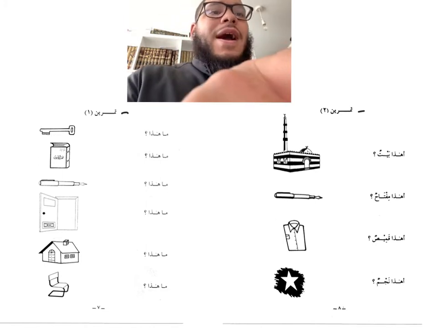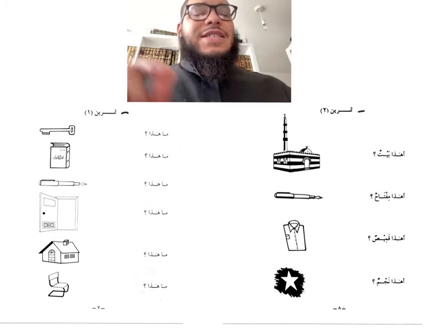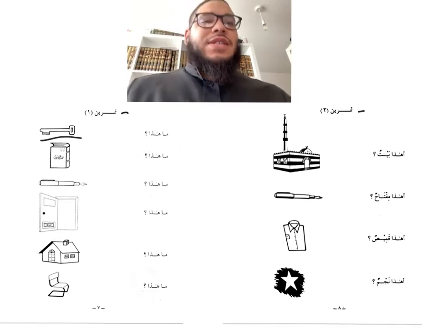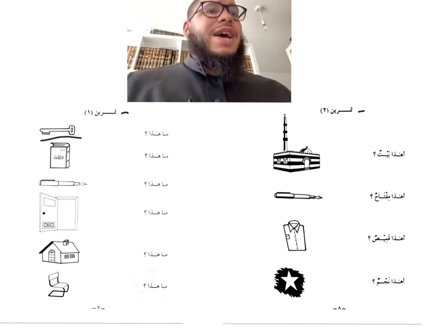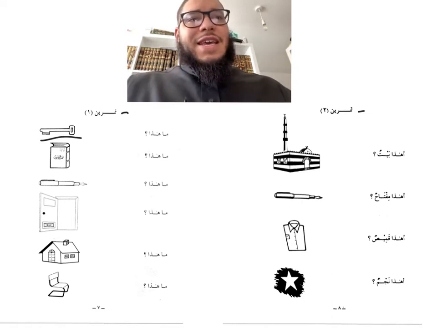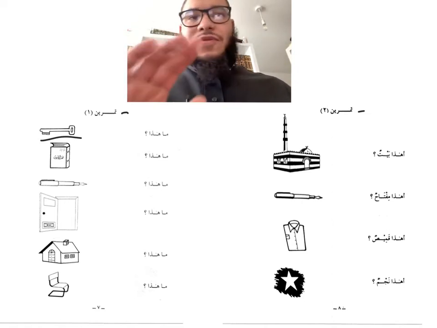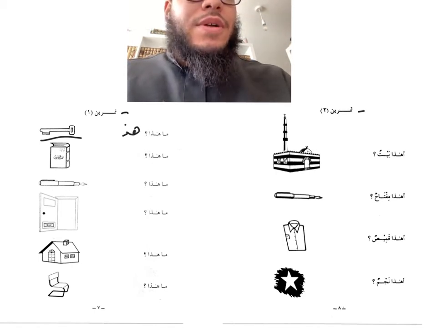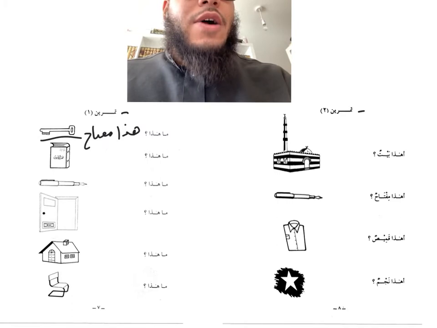So here it says, ما هذا? What is this? So now in the picture you can see something right here. What is it we can see? مفتاح. This is a key. So how do I say that now? How do I say this is a key? I say هذا مفتاح. This is a key. So I would write that here, for example. هذا مفتاح.